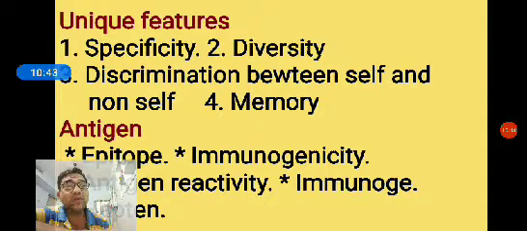If the antigen has one character, then it is called partial. If the antigen has two characters, like immunogenicity and antigen reactivity, then it is called a complete antigen or immunogen. Or if the antigen has antigenic reactivity but not immunogenicity, only antigenic reactivity is present but there is no immunogenicity, such antigen is called partial antigen or hapten. So this is about the antigen.